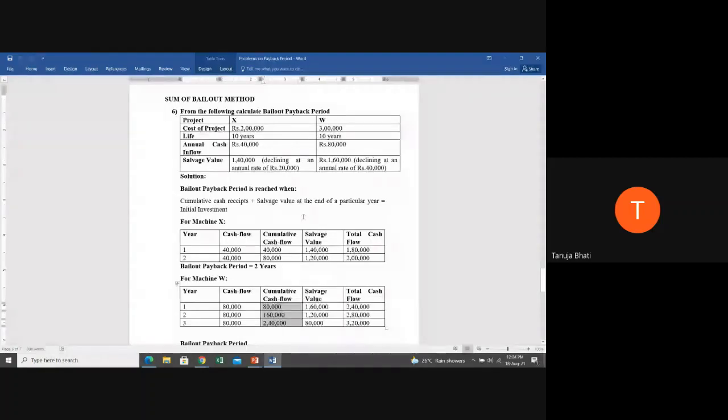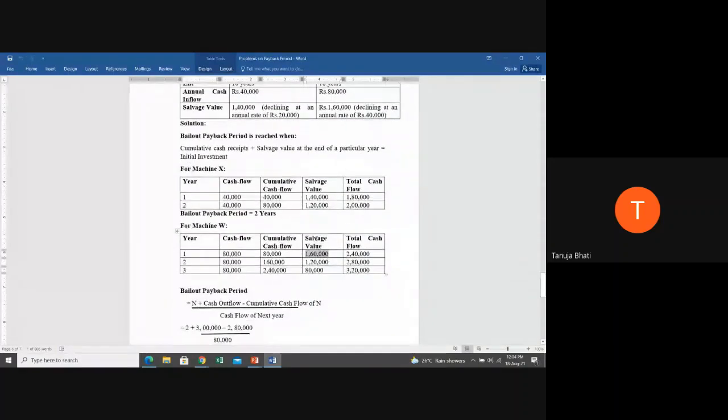Next, you need to find out the salvage value. See, students, salvage value will come into picture only when you're calculating bailout payback period. For discounted, salvage value will not come into picture. For normal payback period, salvage value will not come into picture. So your salvage value is already given, 1,60,000, declining at an annual rate of 40,000. So for the first year, you're going to write 1,60,000, and likewise you're going to minus 40,000 for the second year. You're going to get 1,20,000 for the second year, and similarly minus 40,000, you're going to get 80,000 as salvage value for the third year.